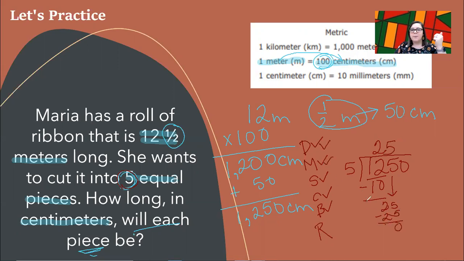Since I used it all up, I have a 0 left, which is less than 5, and I'm going to bring down a 0. Remember, even if it's a 0 we bring down, we have to start over. 0 divided by 5 is 0. 0 times 5 is 0. 0 minus 0 is 0. We are all done, and that means that we have 5 pieces of ribbon that are 250 centimeters each.